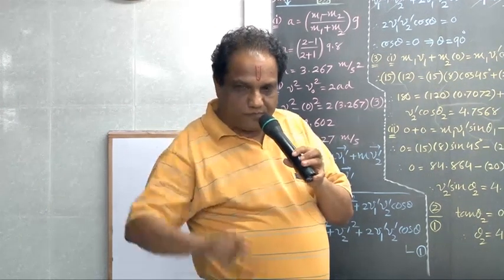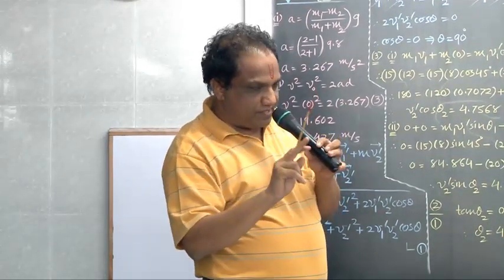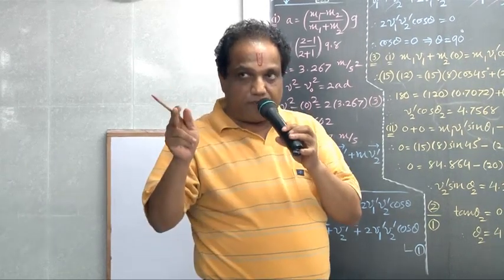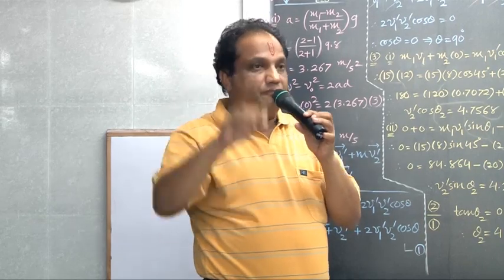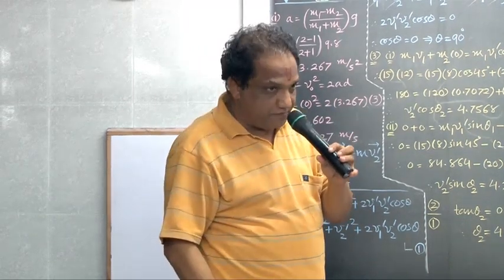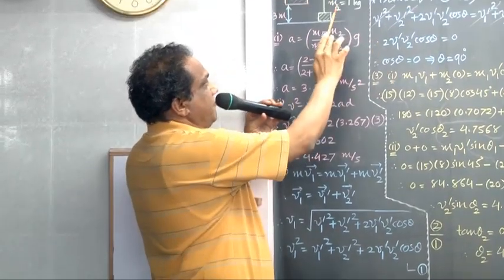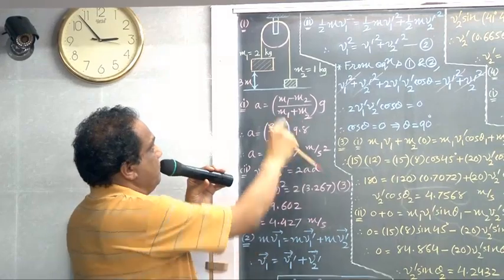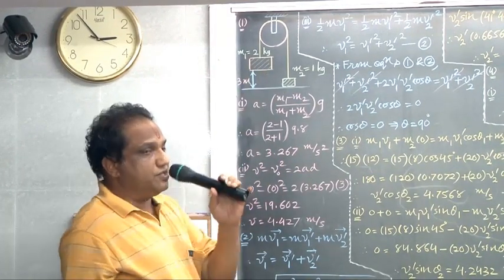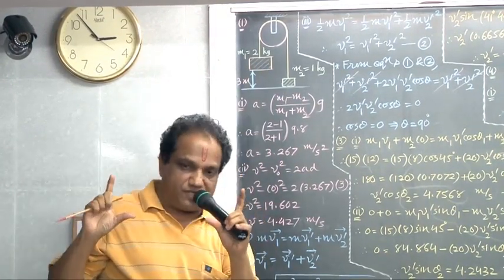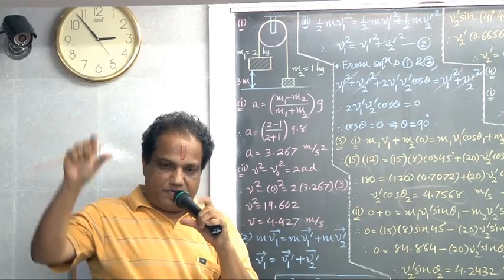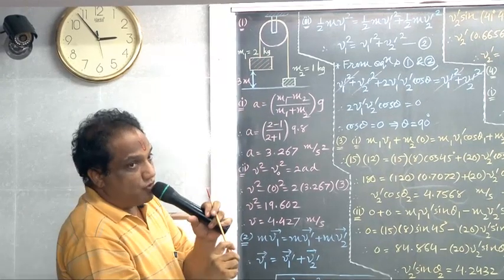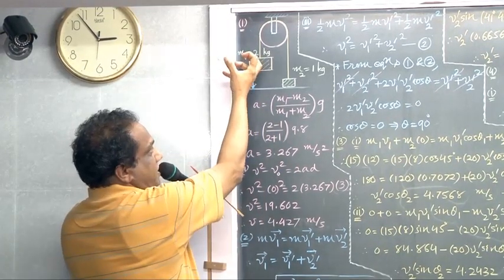We have two masses suspended at the two ends of a string which has been passed over some frictionless pulley. One mass is 1 kilogram, another mass is 2 kilogram. Now both these masses are released from a state of rest. Naturally, because this mass is bigger, the gravitational force, the weight of this body, would be bigger.